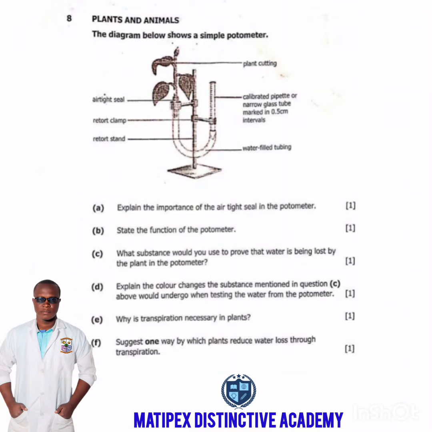Okay, so let's look at this other question. The diagram below shows a simple potentiometer. Question A. Explain the importance of the airtight seal in the potentiometer. Why is the airtight seal included in the potentiometer?